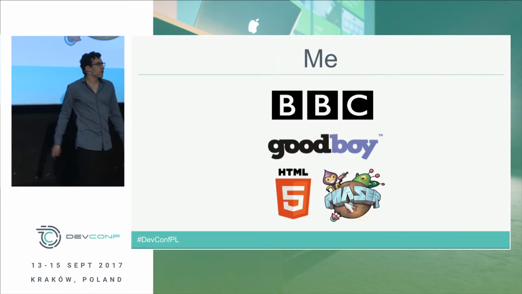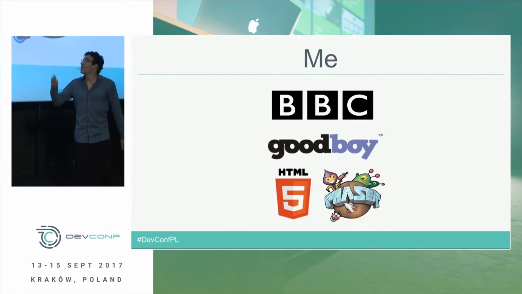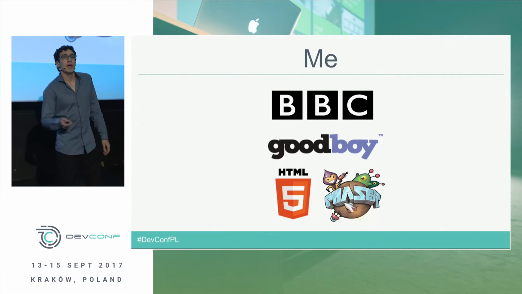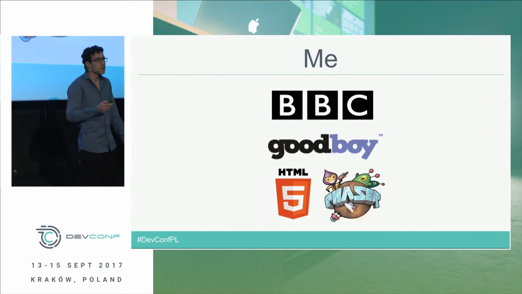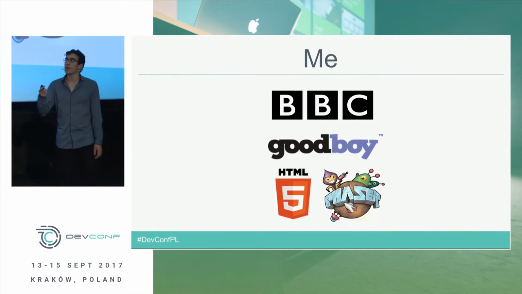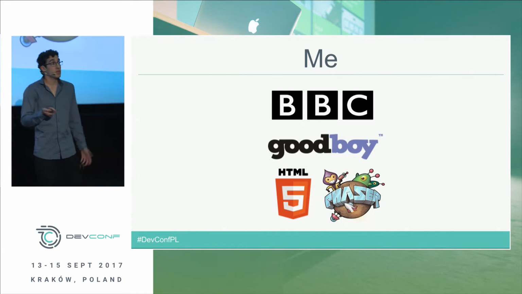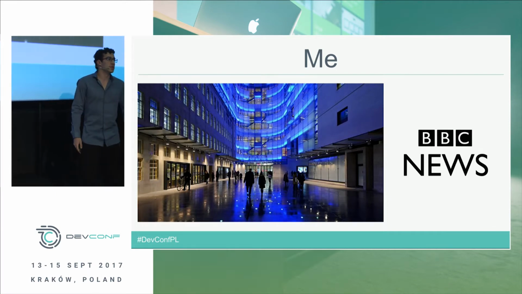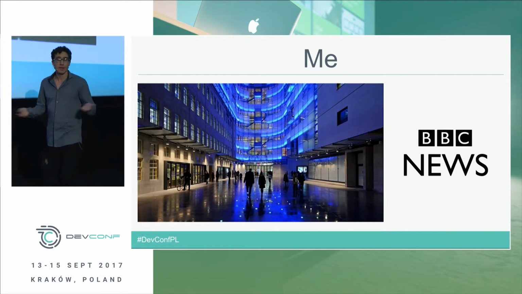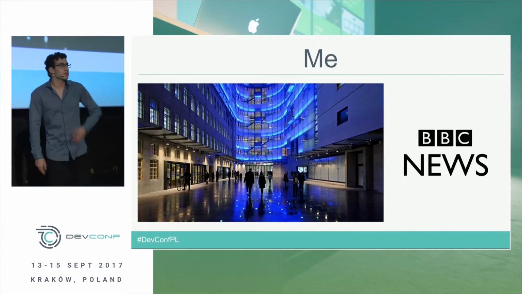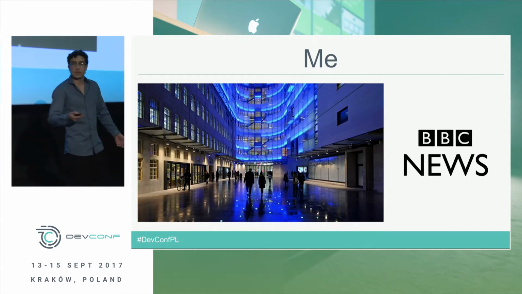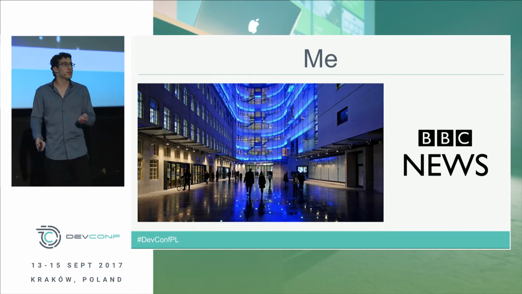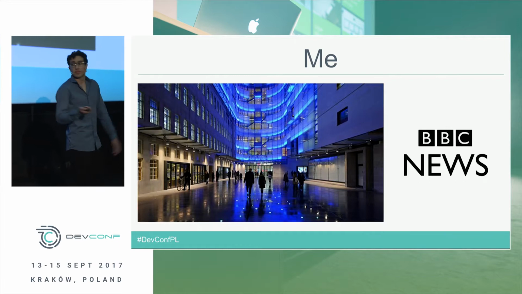So me, who is this guy and why do you care? I worked for the BBC. Prior to that, I worked for a company called Good Boy, and I was making HTML5 games with them. And before that, I worked for a library called Phaser, which you might recognize, if not, anyway. I worked for the news part of BBC, because BBC has many different departments, and there's sport, there's obviously television. So I work for BBC News, the website, creating interactive articles, editorial articles.